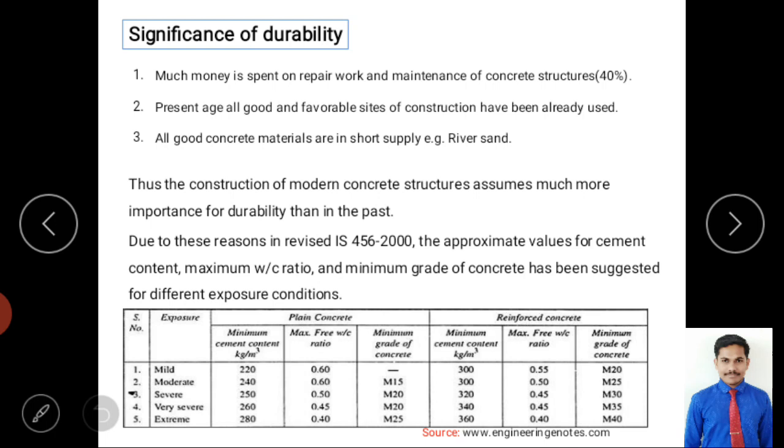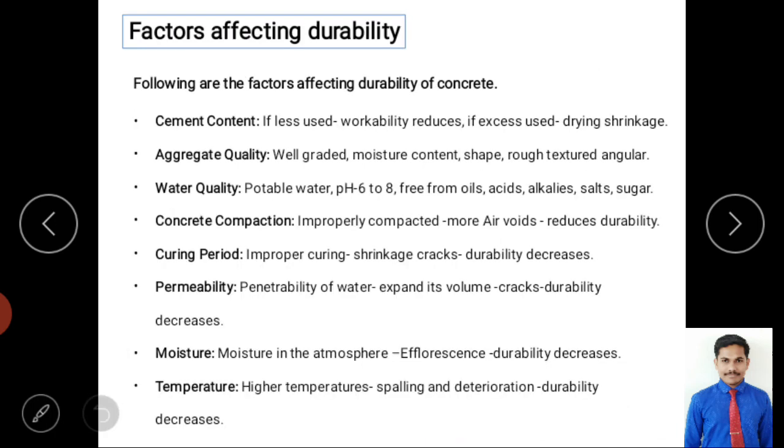Even you can see plain concrete and reinforced concrete. They have given for plain concrete separately, and even for reinforced concrete with bar and without bar. So here also you can see minimum cement content, maximum free water cement ratio, and minimum grade of concrete for plain concrete. Similarly they are given for reinforced concrete. So why? Because of the change in environmental conditions and updations.